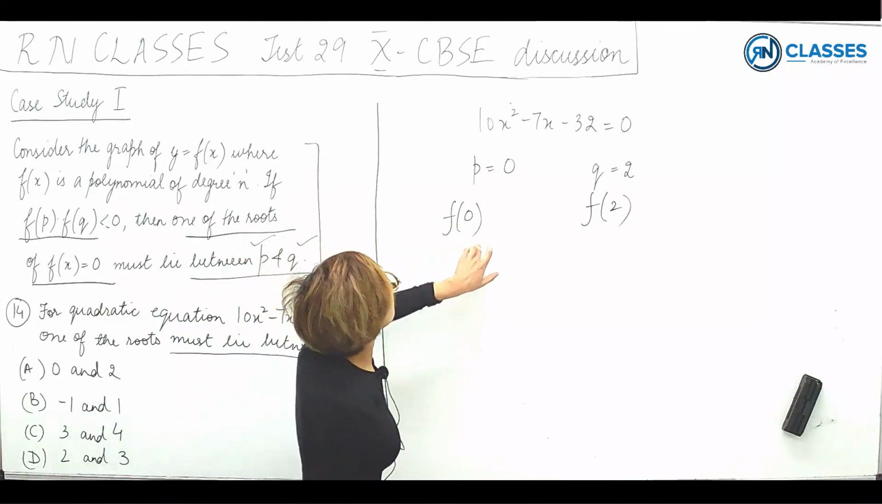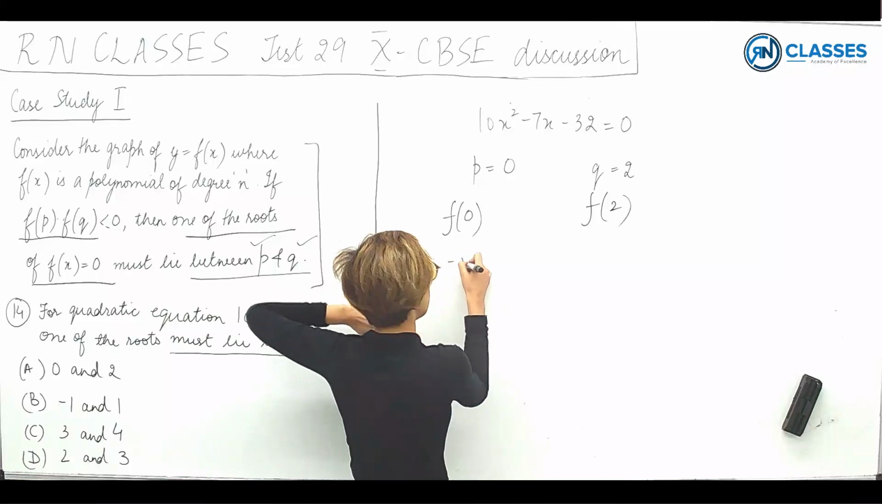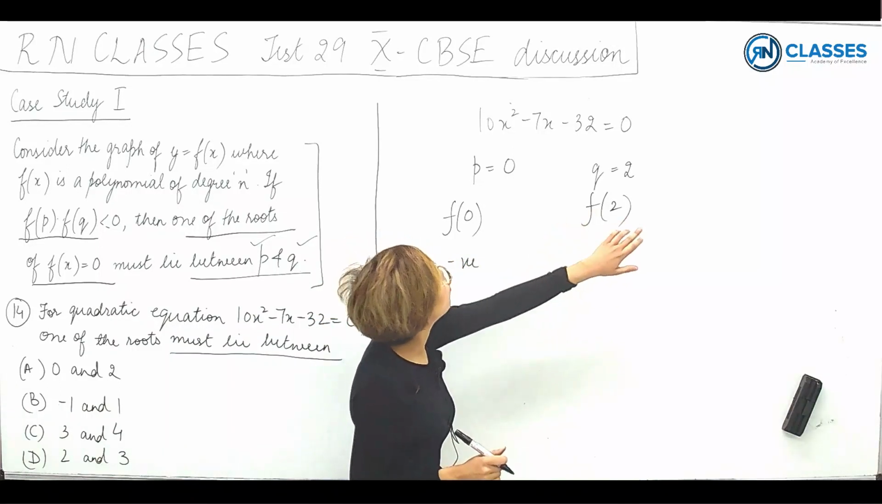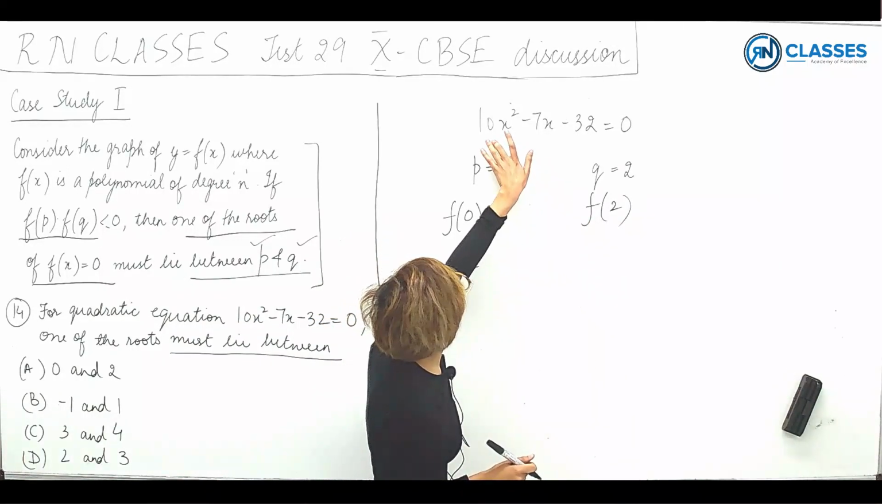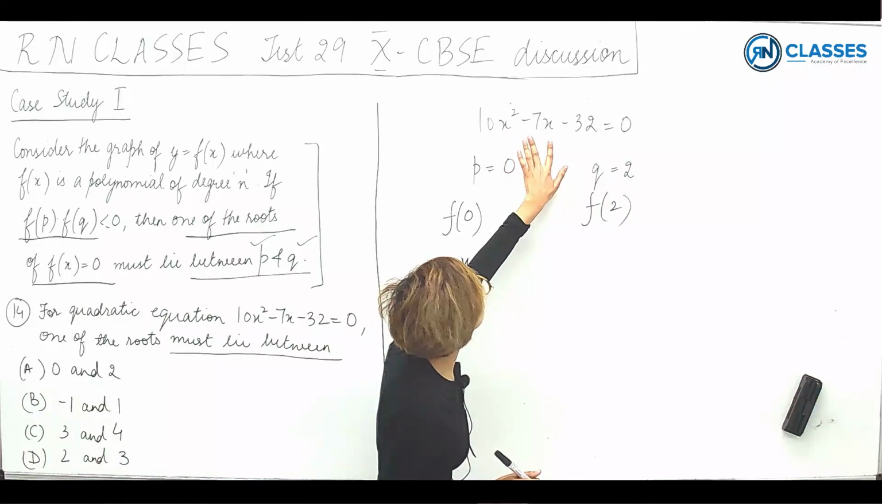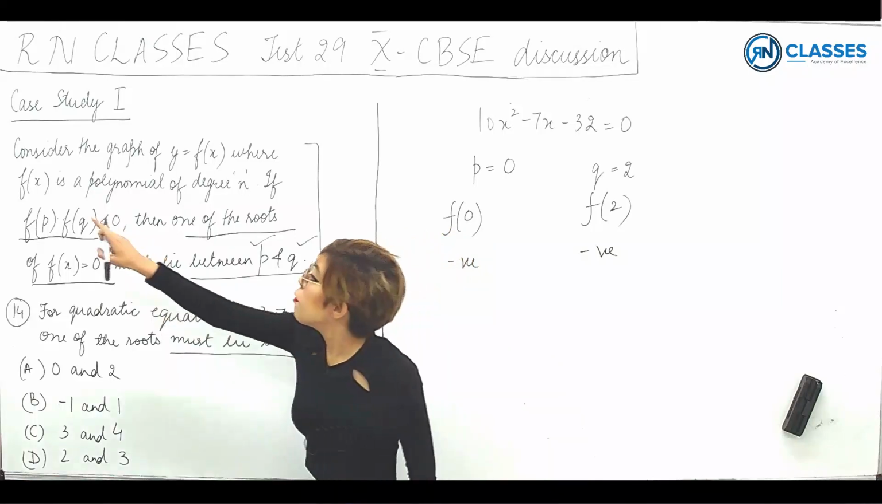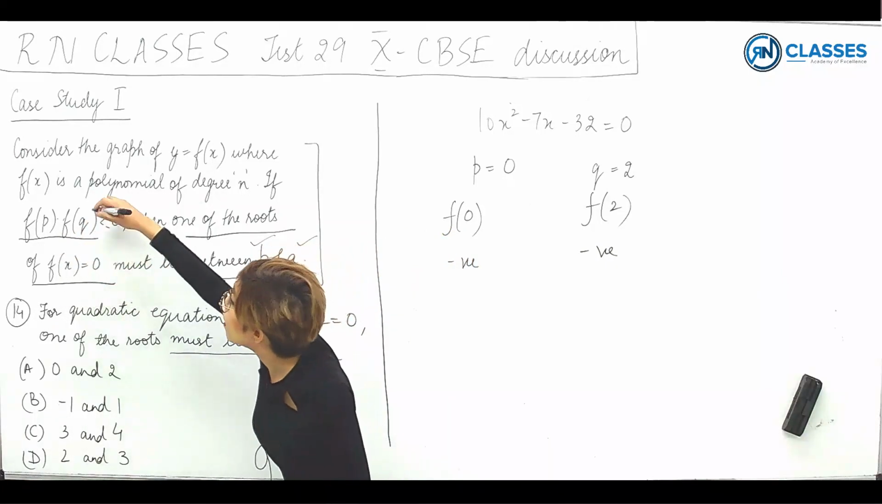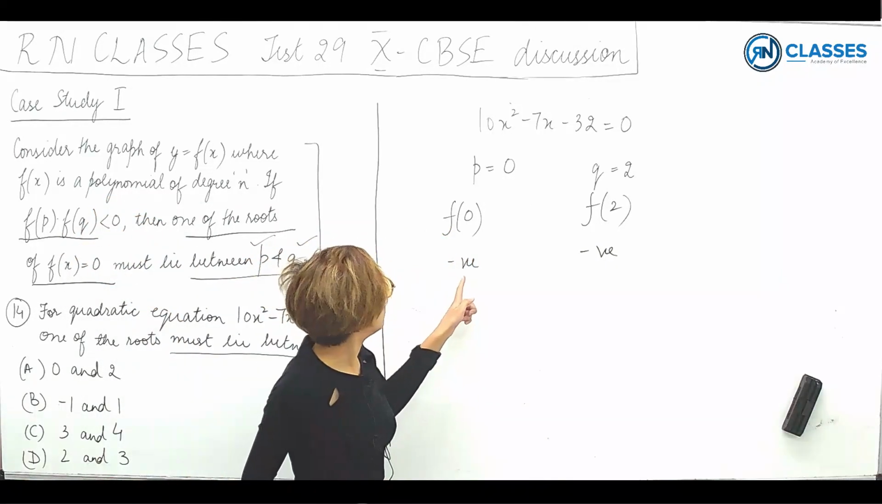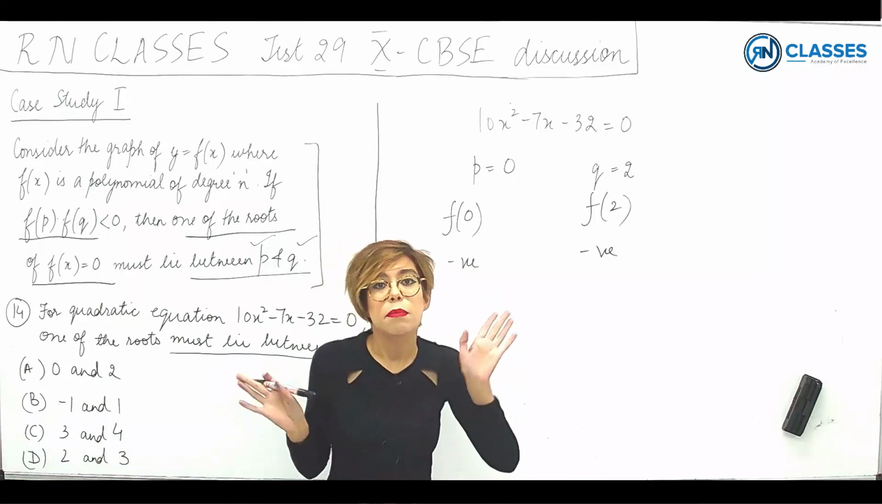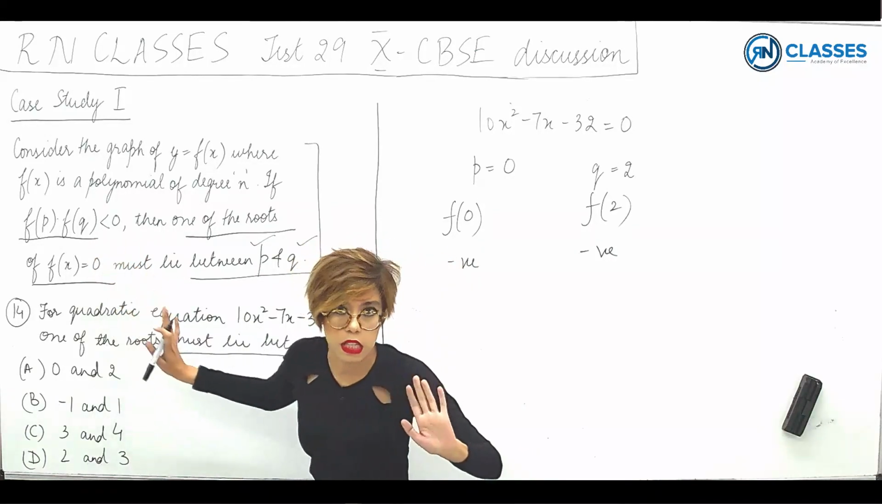Now, f of 0, put करो, is definitely negative. Right? f of 2 check करें, 10 into 4, 40 minus 14 minus 32, gives me negative. Right? f of p into f of q should be negative. ये negative into negative is positive. That means I can't apply this condition. Okay.